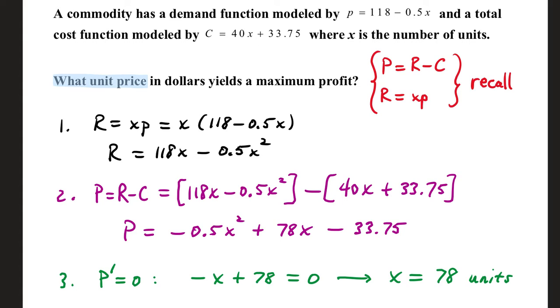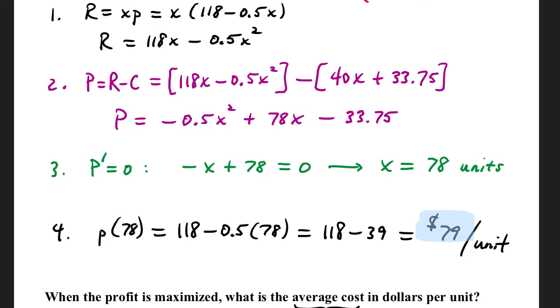Now we can build the profit function by taking revenue minus cost. Cost is given. Subtracting like terms, we have a negative 0.5x squared, 118x minus 40x, that's 78x, and then minus 33.75. If we're going to maximize profit, we need to take its derivative and find its critical number.